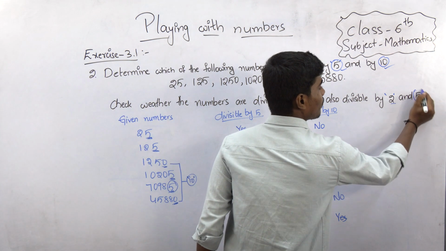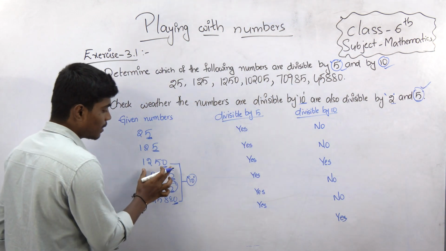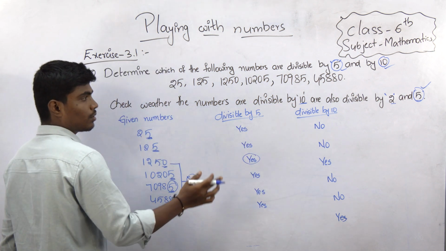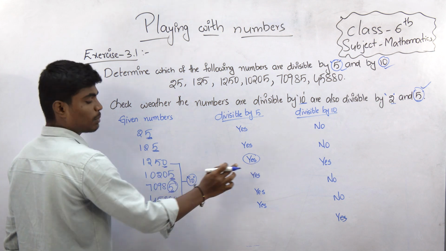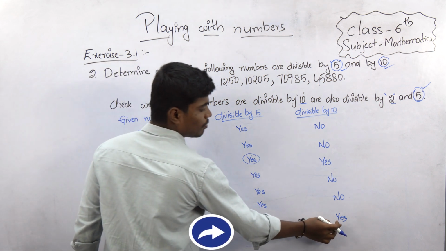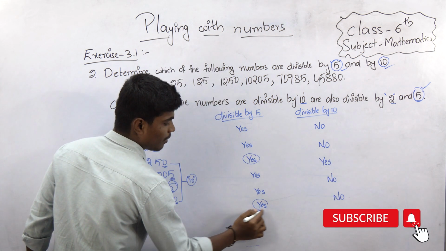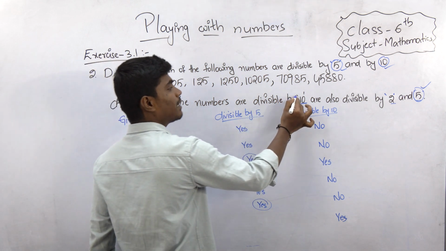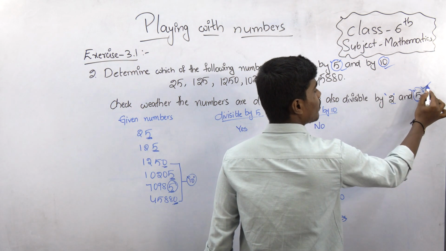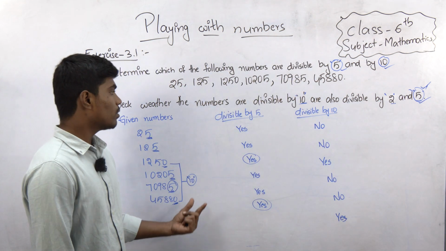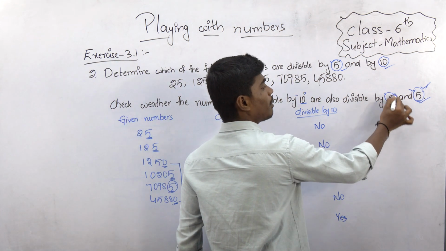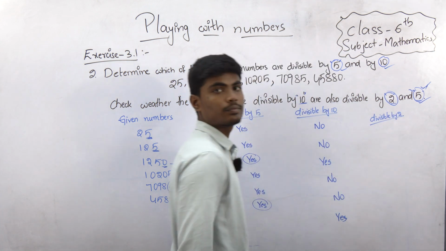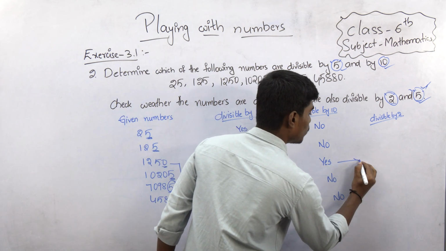First, let's check 5. See here, this number is divisible by 5. While coming to the last, this is divisible by 10 and this is divisible by 5 also. Okay, see, all the numbers which are divisible by 10 are also divisible by 5. Okay, now let's check whether the numbers are divisible by 2 or not. We have to check only two numbers, right?